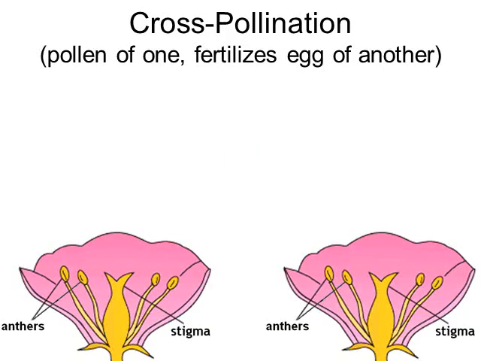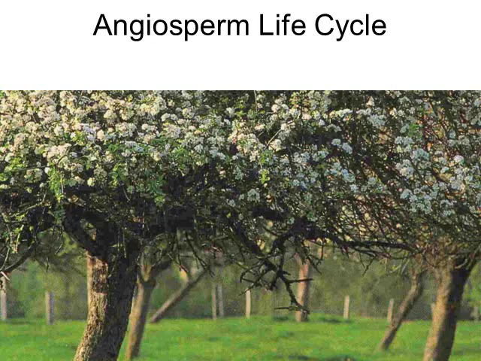Well, also you could have what's called cross-pollination. Here we have two neighboring flowers. Watch the animation. Pollen from one lands on the stigma of another. Eventually, this could lead to an egg and sperm fusing together to make a zygote. And that is what we're going to talk about next, is how does the pollen eventually reach the egg? Well, let's go into that.